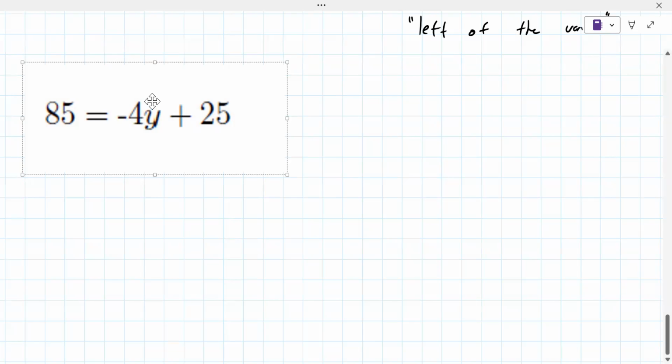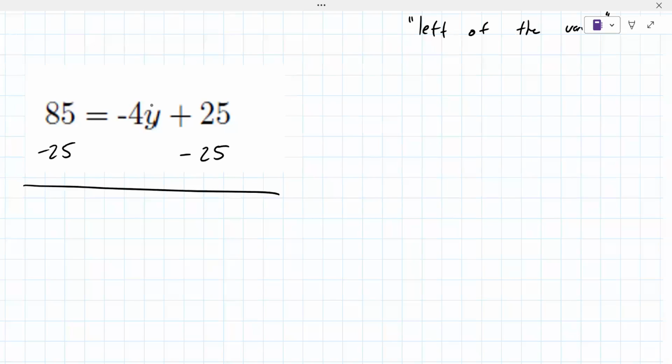First of all, you just have to be able to subtract 25 from 85. That's going to be 60. 60 equals minus 4y. Now, what do you divide by? You divide both sides by 4. No, negative 4. Yes, it's different. I was saying 4, but instead I can say negative 4. No, you cannot. You can't.